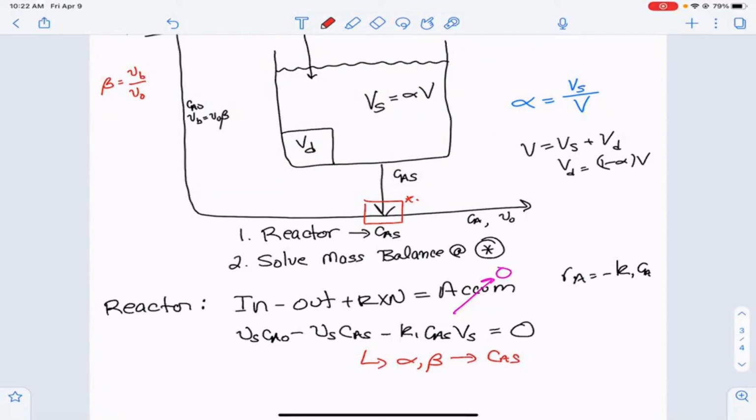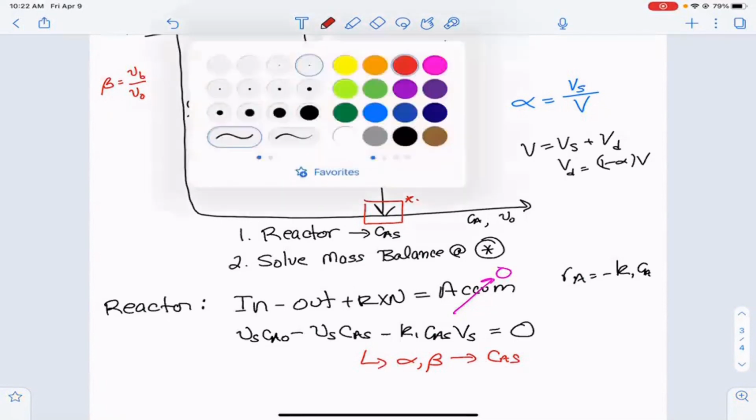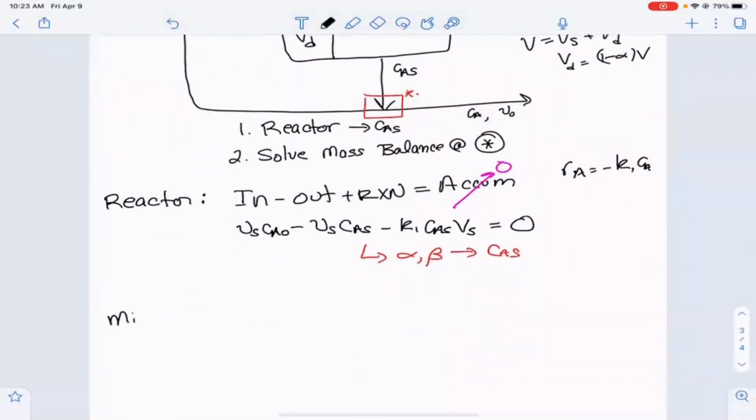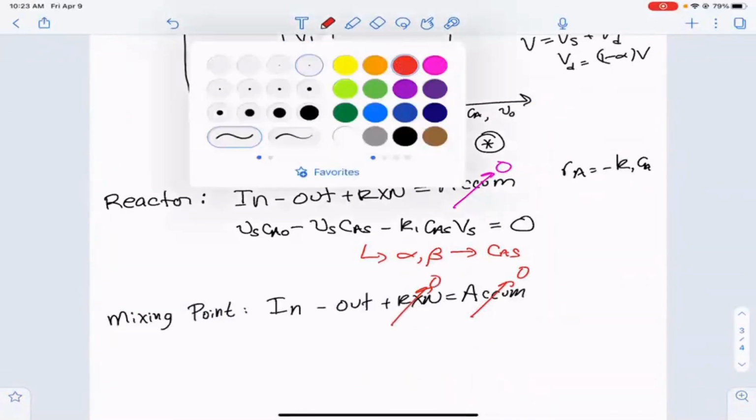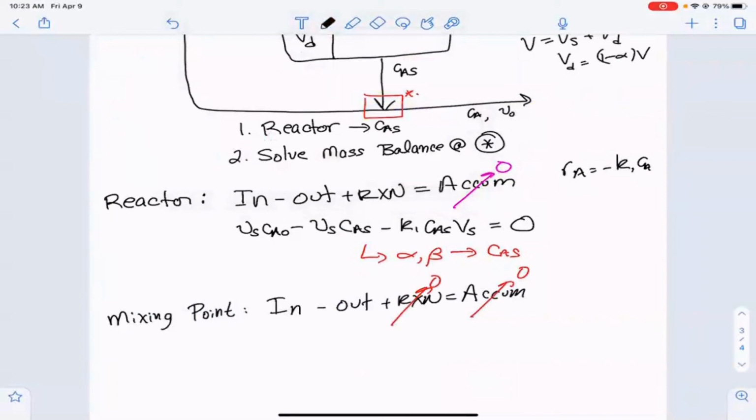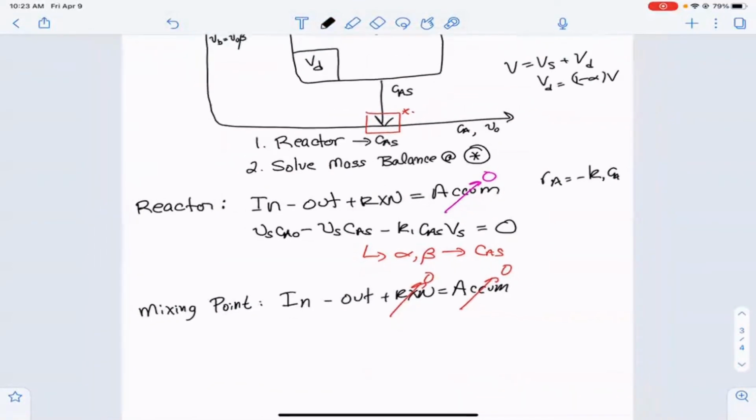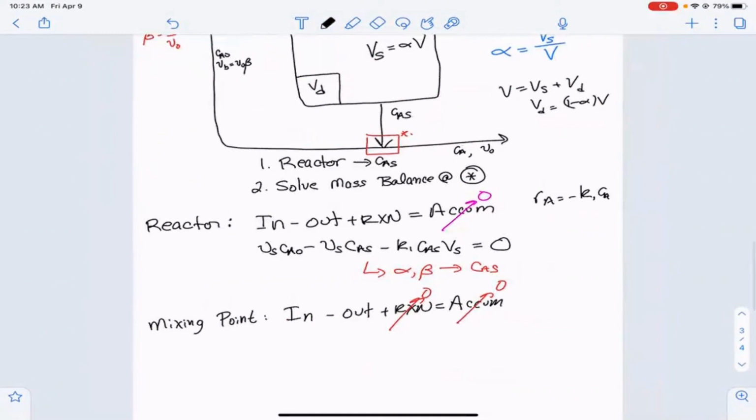Now at the mixing point here, this is the star that I squared in red, we have a much easier mass balance to solve. So we have in minus out plus reaction equals accumulation. But at the mixing point, we're operating our reactor at steady state, that's 0, and there's no reaction happening at the mixing point. So we just end up with in minus out is equal to 0 at the mixing point. Let's zoom in on that mixing point. Coming in, we have two streams, one here and one here, and then we have one stream that's leaving.